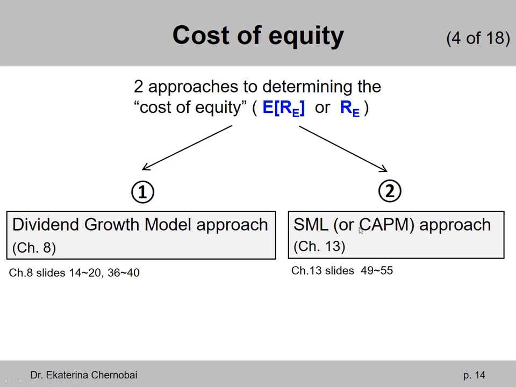The second approach, we're going to call it the SML, which from chapter 13 stands for the security market line approach. Or alternatively, we can call it the CAPM, capital asset pricing model approach. So that was all in chapter 13. Let's start with approach number 1, the dividend growth model approach. Let's review it.